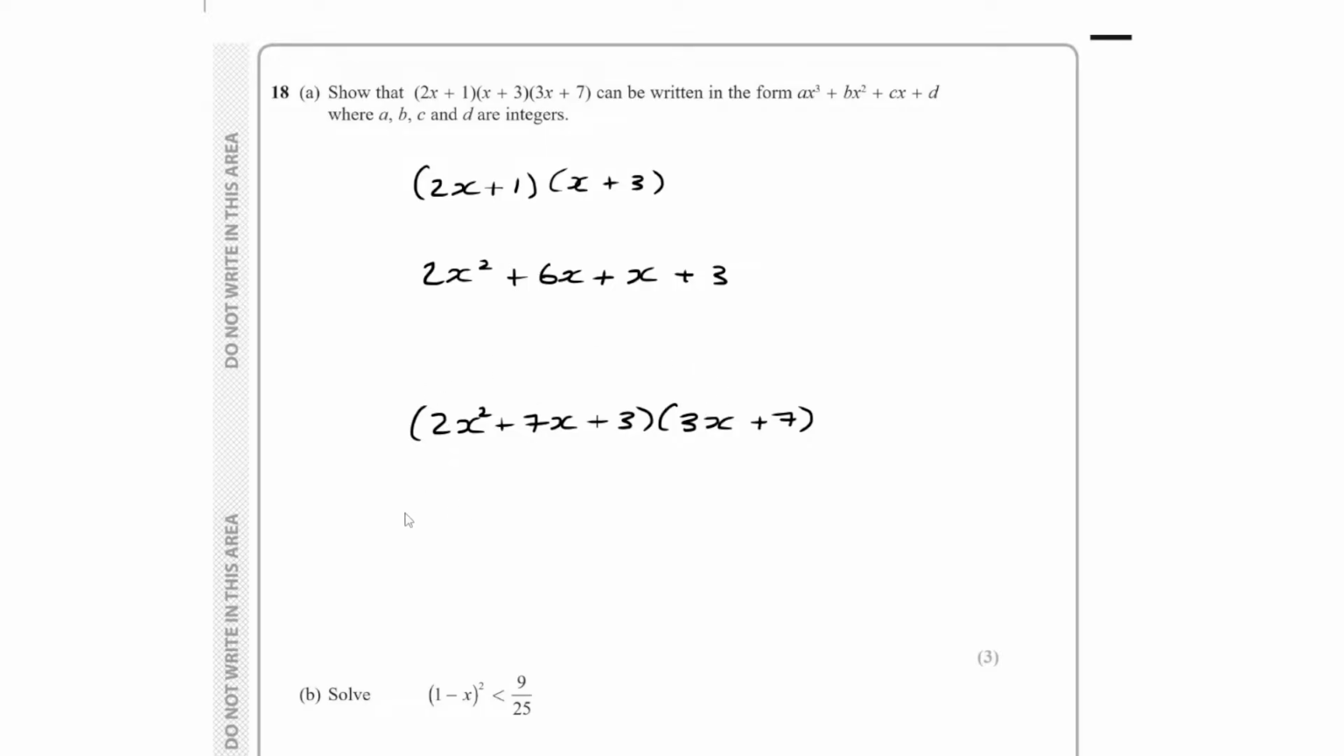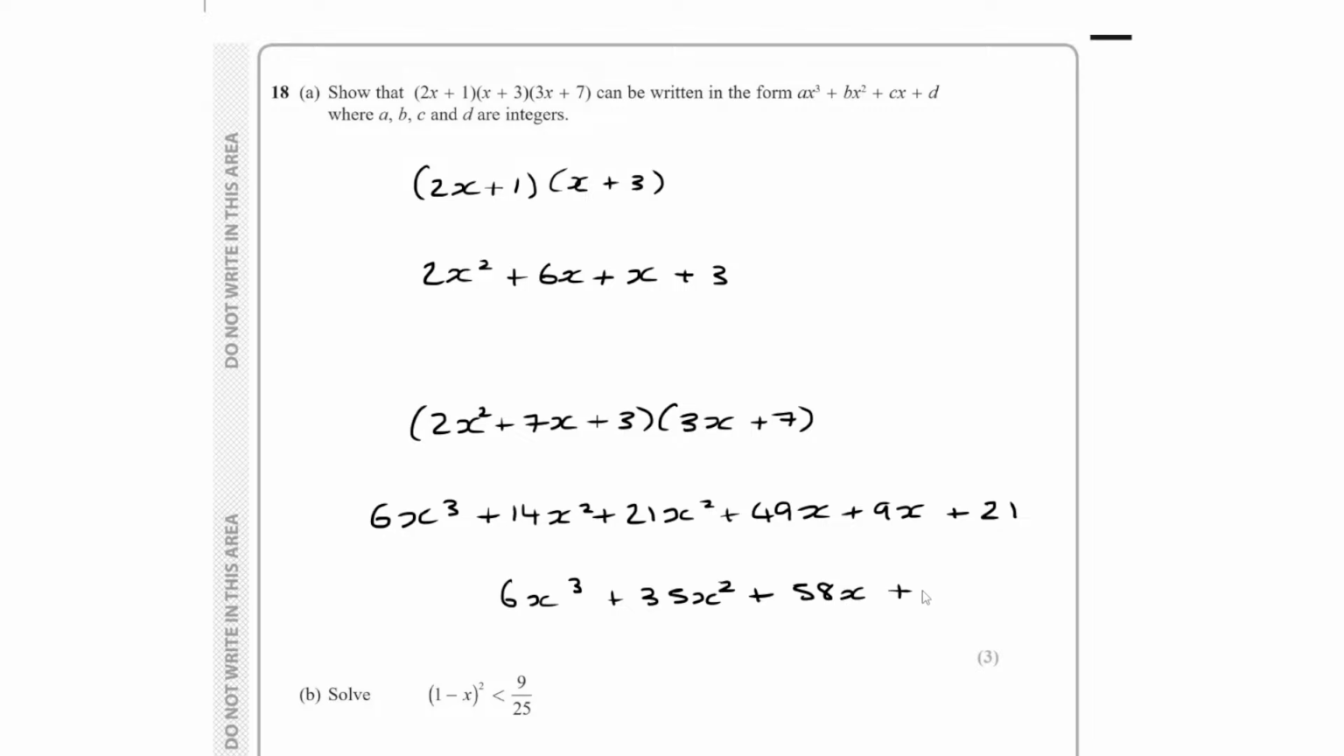And I just multiply it straight across, so 6x cubed plus 14x squared plus 21x squared plus 49x plus 9x plus 21. And obviously then I just simplify it. I expand it in that order because I end up getting all of my like terms next to each other. You can obviously expand it in a different order if you want. So you should get 6x cubed plus 35x squared plus 58x plus 21. There's 4 terms, and that's basically your 3 marks.